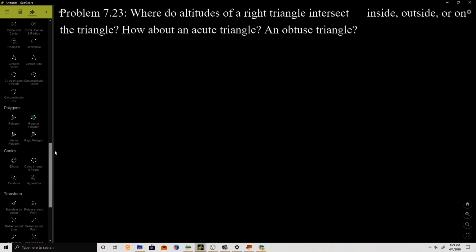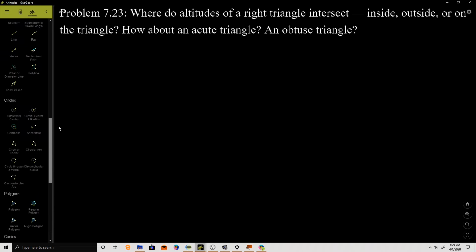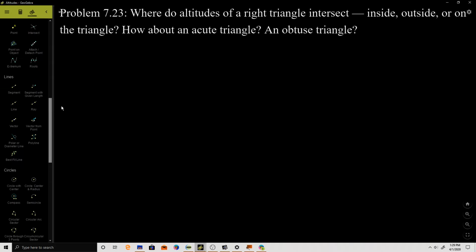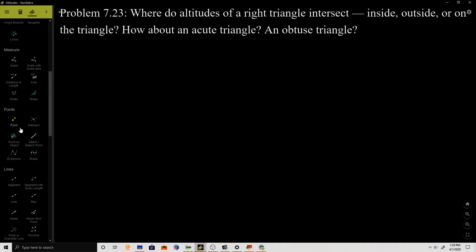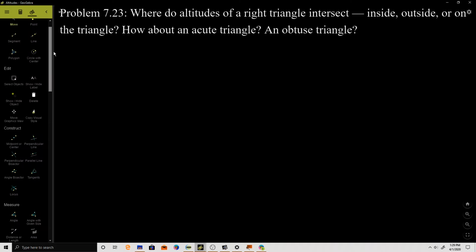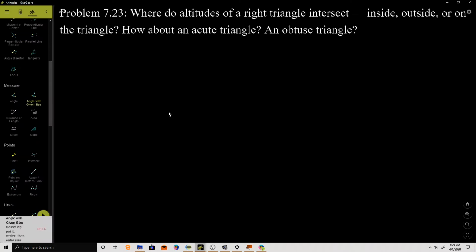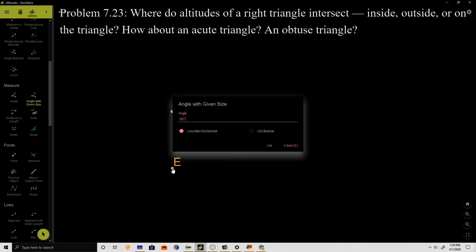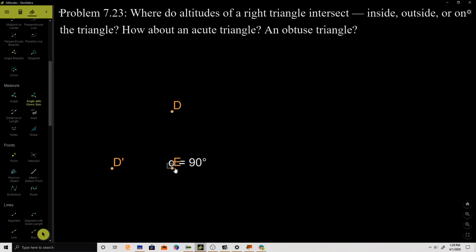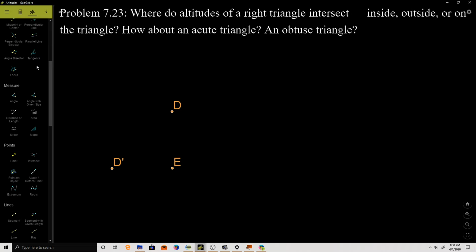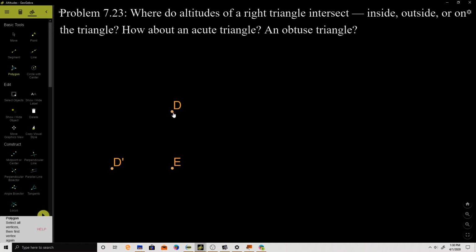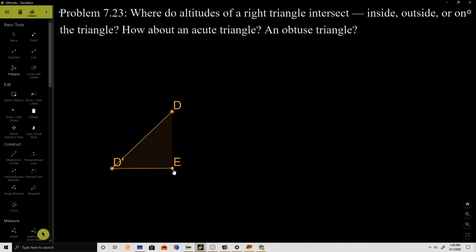So let's first start by making a right triangle. Now to do that we need a right angle. So let's see. There's an angle tool somewhere. Angle with a given size. And put it right there, 90 degrees. Alright, so we got our 90-degree angle. We don't really need to look at that. Okay. Now we just make the polygon. And now we got our right triangle.